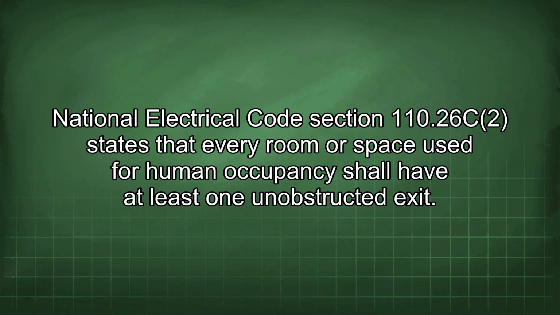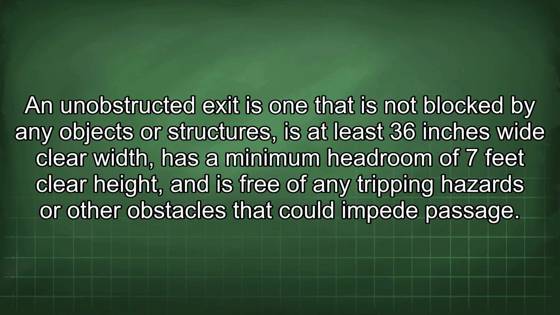National Electrical Code Section 110.26C2 states that every room or space used for human occupancy shall have at least one unobstructed exit. An unobstructed exit is one that is not blocked by any objects or structures, is at least 36 inches wide clear width, has a minimum headroom of 7 feet clear height, and is free of any tripping hazards or other obstacles that could impede passage.